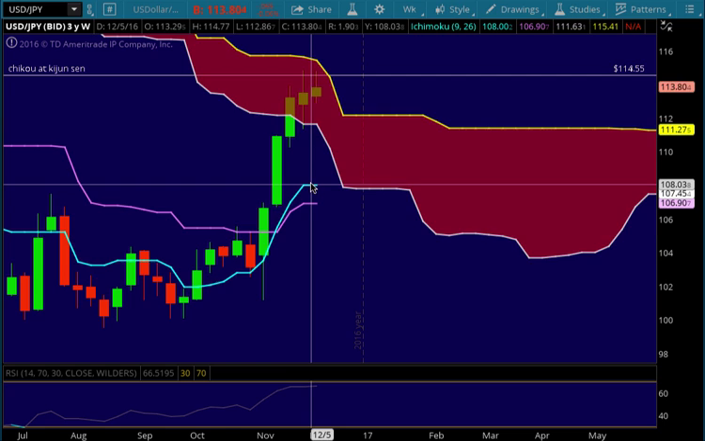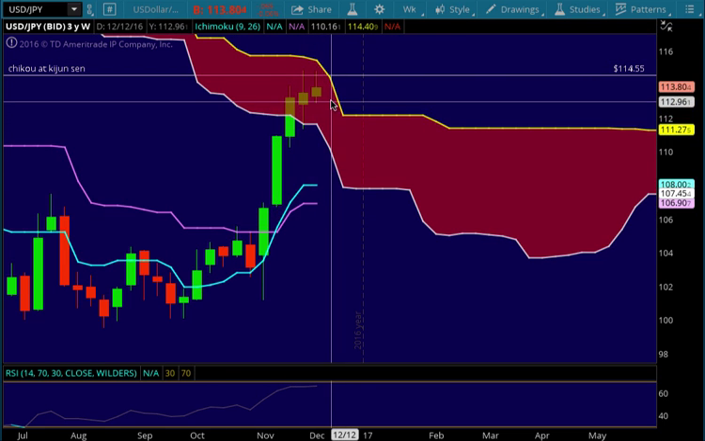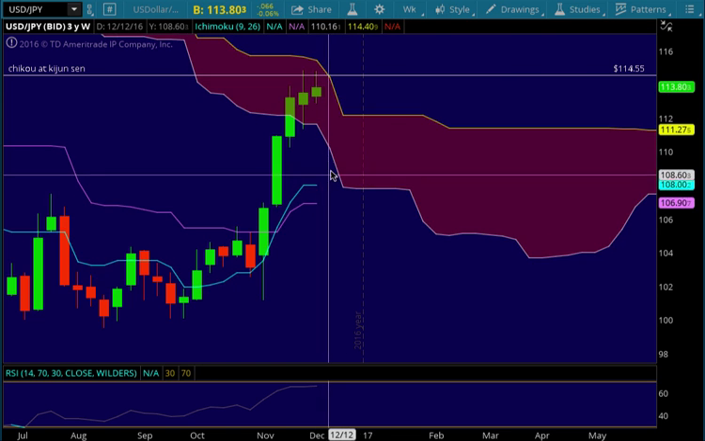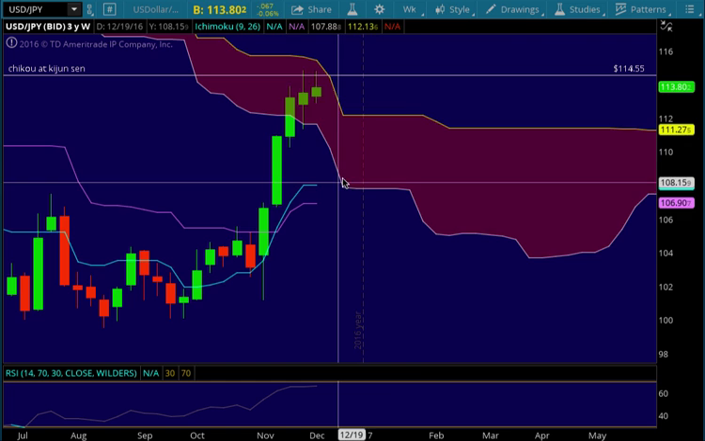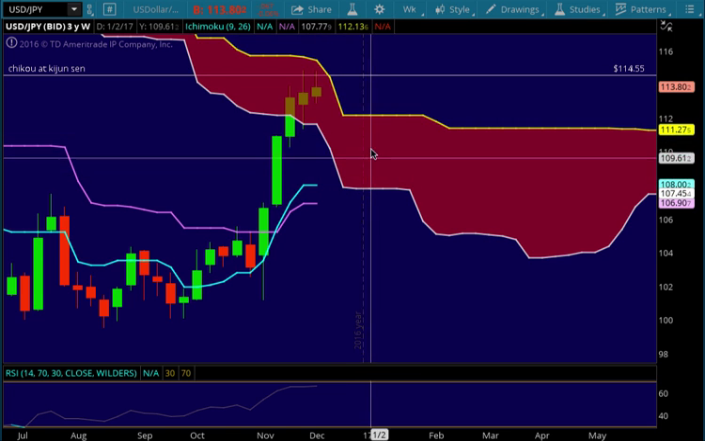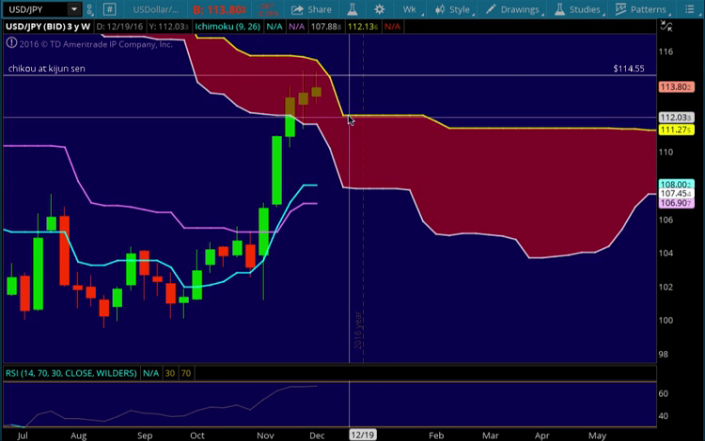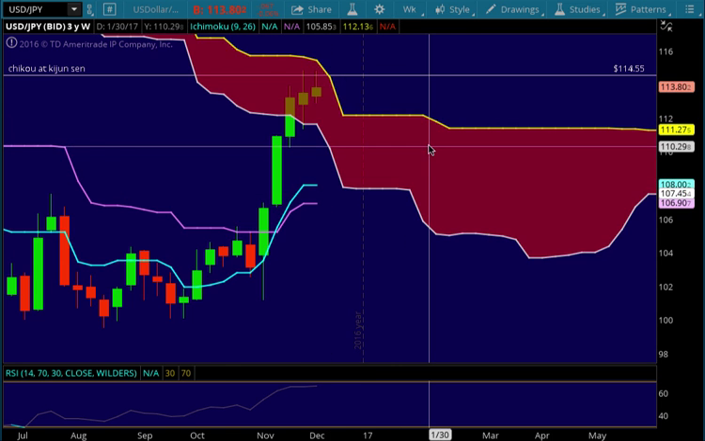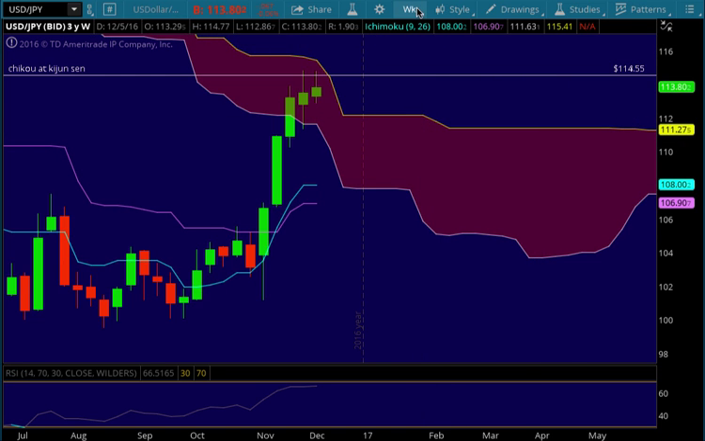The Tenkan-sen, if we do maintain inside the cloud, the Tenkan-sen could tip up and provide higher and higher support even once we move into this area of time. So we could get a pullback to the Tenkan-sen and then maintain support at the Tenkan-sen. That's a possibility also. Let's go to some shorter time frames.